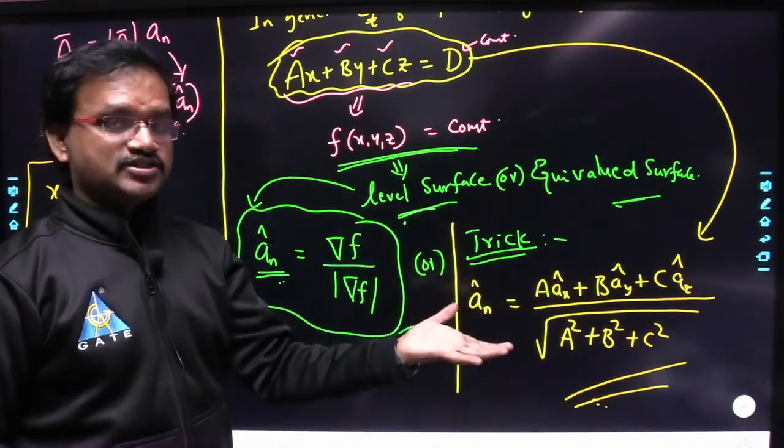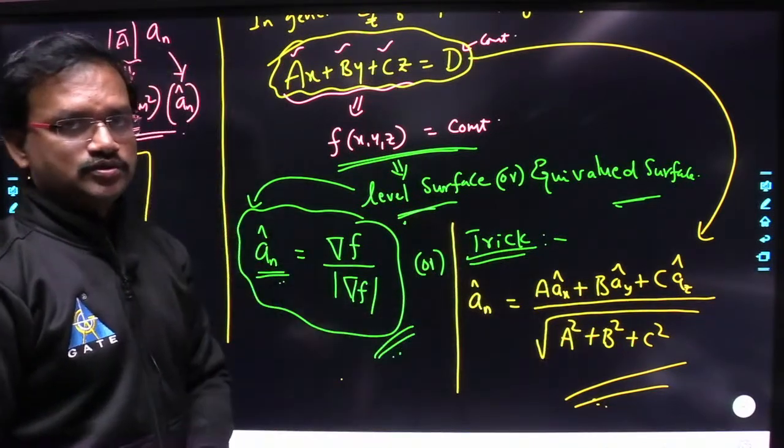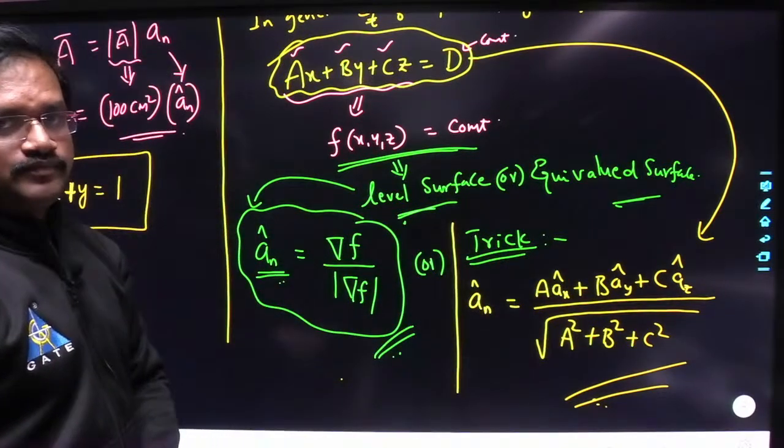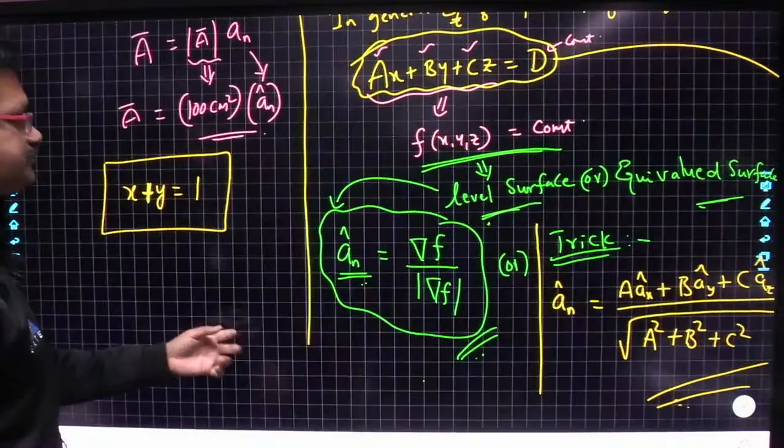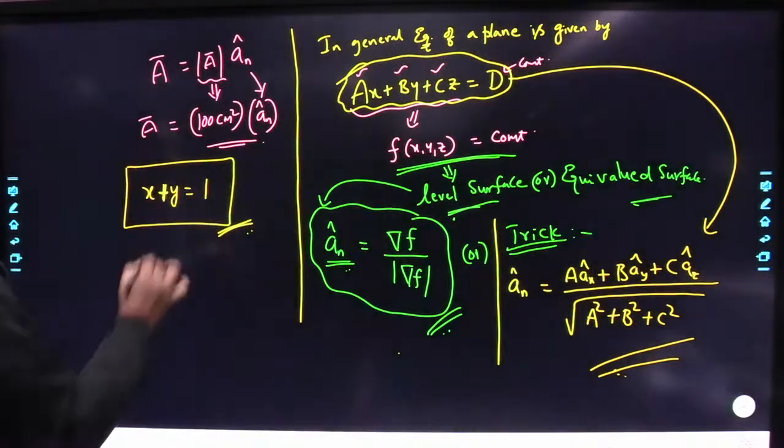You want only direction, which means you have to determine the unit vector. That means take the vector divided by its magnitude. That is going to give you n cap, right? Now if you observe the equation of the plane, what have they given us? x plus y is equal to 1.